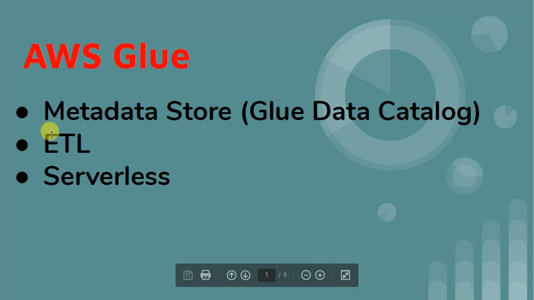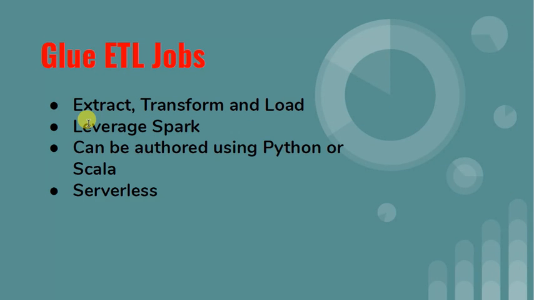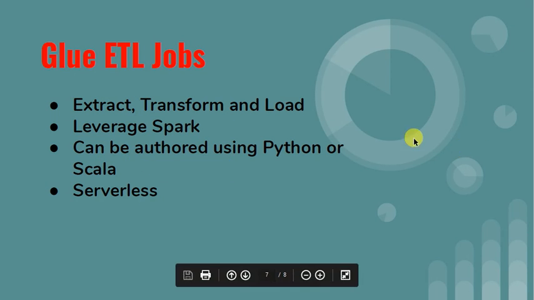The second point is that it is an ETL service. Let's look in detail at what an ETL service is. Glue has something called Glue Jobs. They perform extract, transform, and load operations for you. You can author a Glue job in Python or Scala, and you can have a source data and destination data location. It takes the data from the source, transforms it using your Python or Scala code, and stores the data in your destination location. That's what a Glue job does for you.